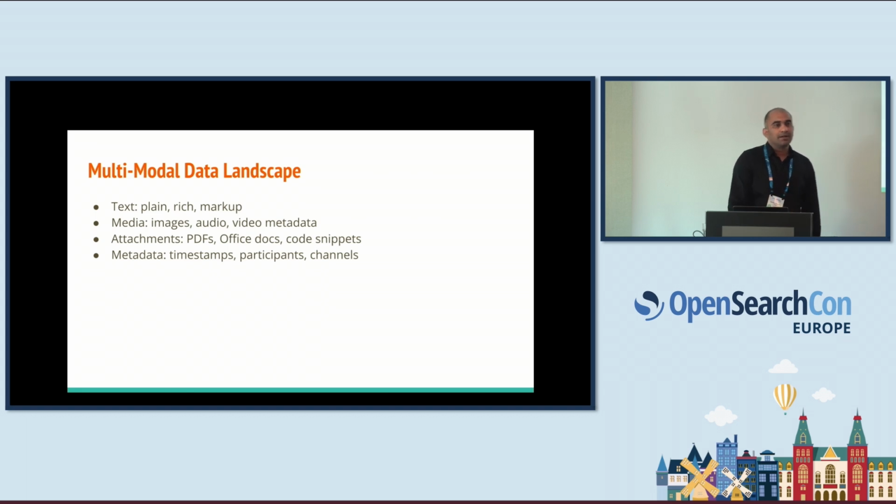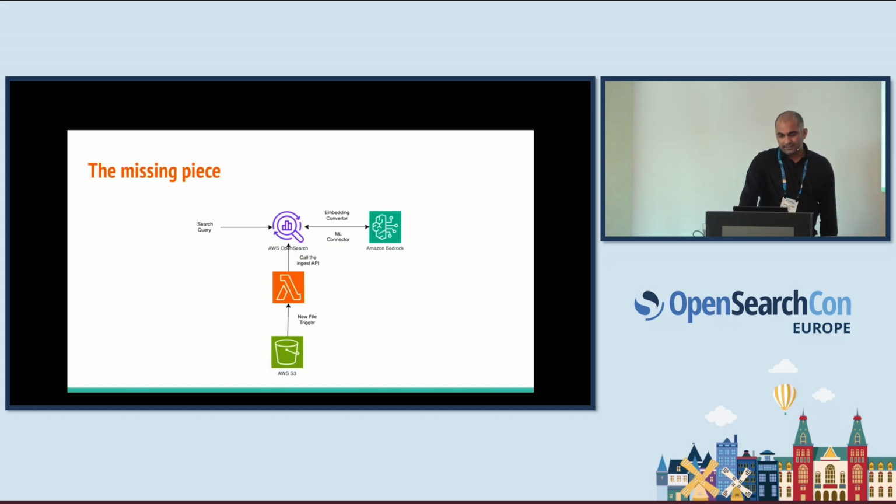Now, when we talk about the multi-modal data landscape, in terms of communication, I'm just touching upon email in this example, but you can think about and expand it to whatever use cases you're thinking about. So it's rich, it's markup, you have audio, video metadata. You could have PDFs, docs, even code snippets, developers might be sharing it, along with timestamps, participants, channels, because those three are very important in any communication channel. So this is the missing piece in comparison to what was present previously.